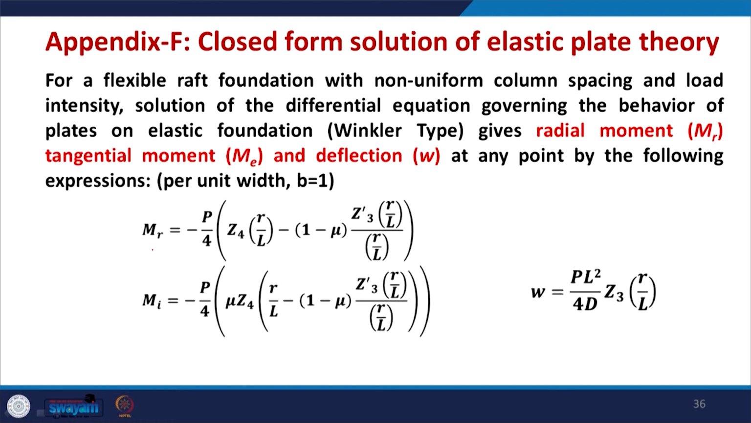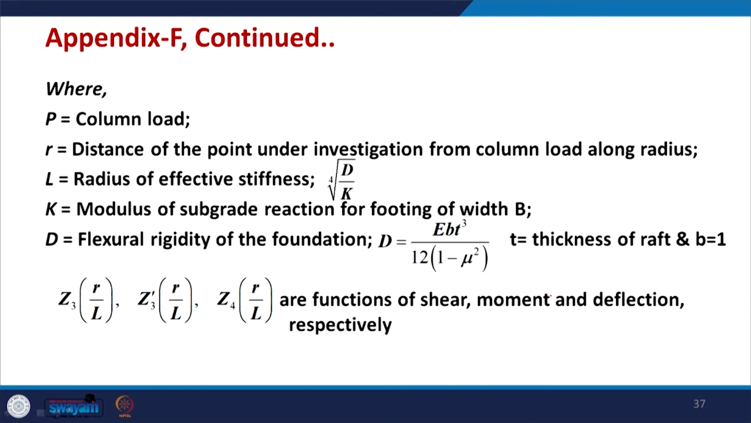So, the radial moment is given from this relation, and then the tangential moment is given from this relation. After using this radial and tangential moment, W is here. This should be the tangential moment, this should actually be Mt, radial and tangential moment, this should also be the same Mt. Then you have W given from this relation. Now, what Z3, Z4 and Z prime are, we are going to discuss later.